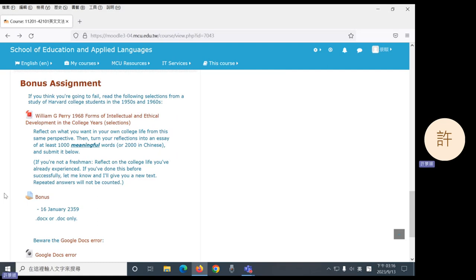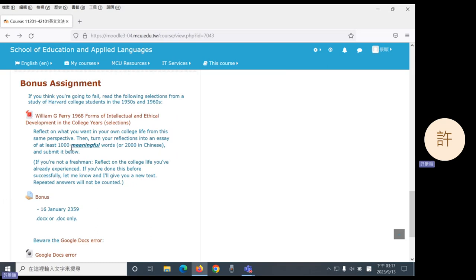Now, some people may think that this is here because I don't want to fail people. And this is true, but only partly true. The other half is, if during the semester you don't work very hard and you don't take this class seriously, this is your last chance to do something with effort and sincerity.